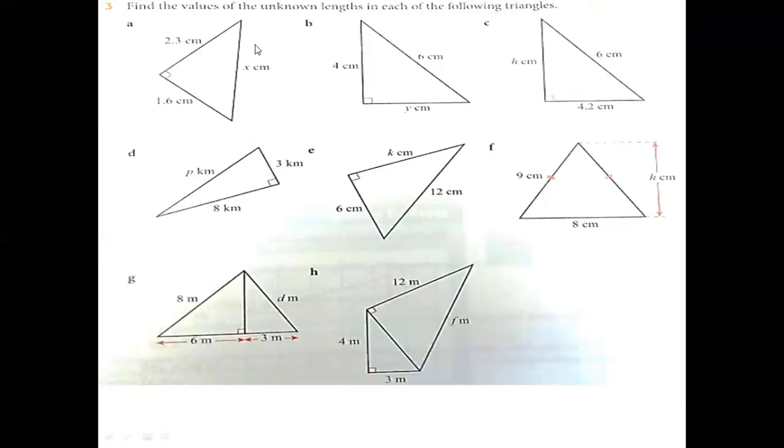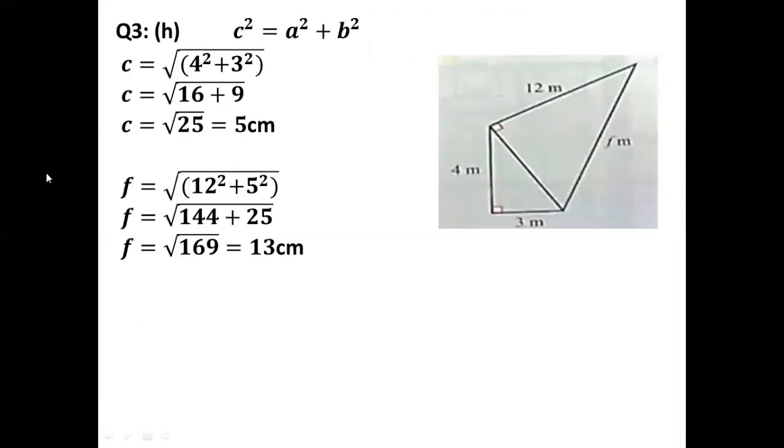In this case you find the hypotenuse, in this case you are finding the base, and in this case you are finding the perpendicular. The same thing you do in every case. Now part h I'm solving here. In this case you have two triangles. First you solve this triangle. With the help of this you need to find the hypotenuse, that is 5 centimeter. In the other case you also find the hypotenuse, that is your f, which is 13 centimeters. Same formula, same rule we are following to solve these answers.